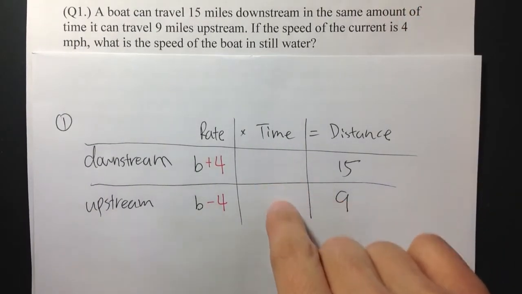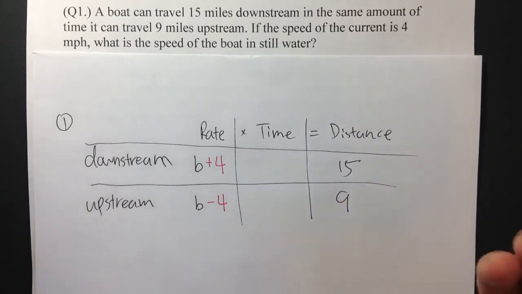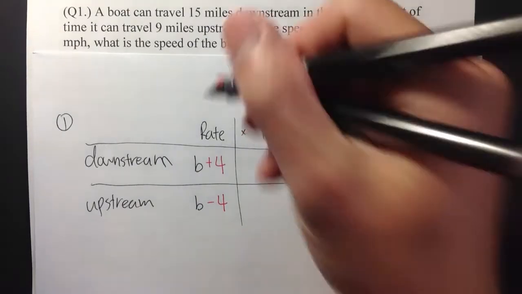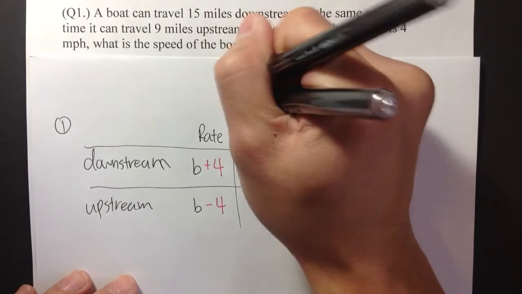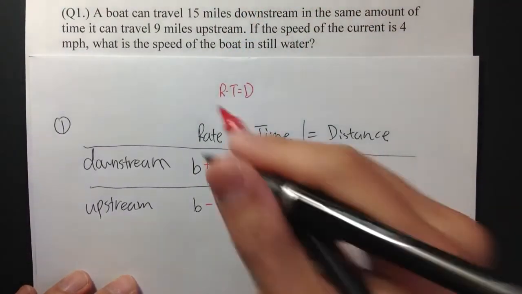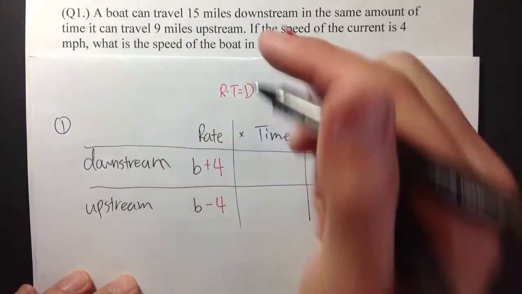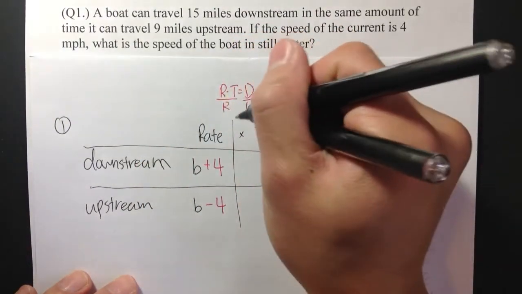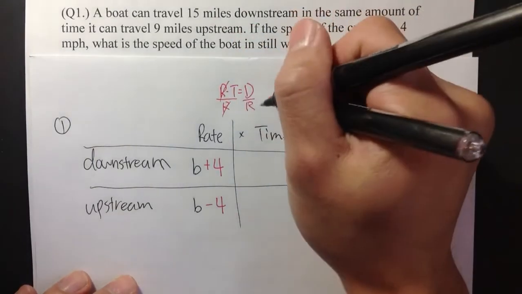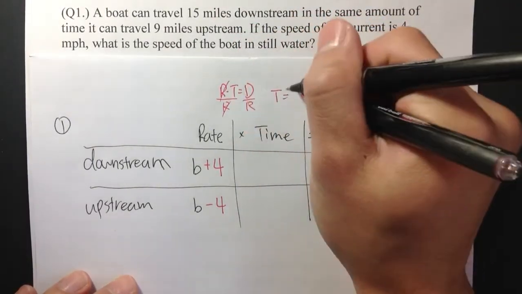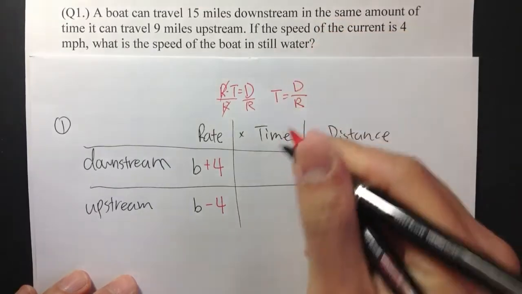Now we need to figure out the times though. We don't want to create a different variable, because we can actually get around using a different variable. This is how we can do it. We know that rate times time is equal to distance, right? If we know the rate, we can divide both sides by the rate. And we know t will be distance over whatever the rate is.